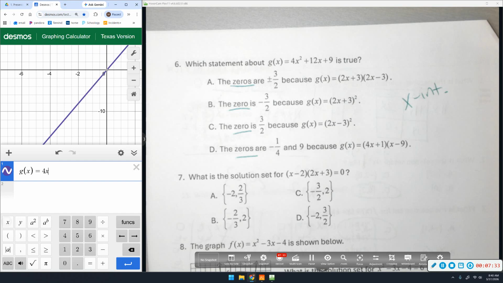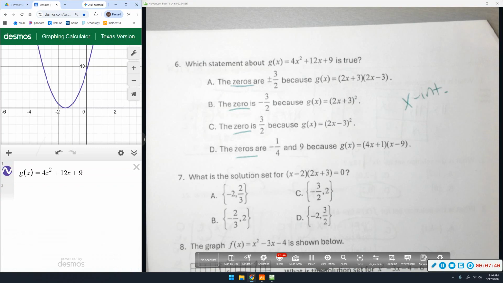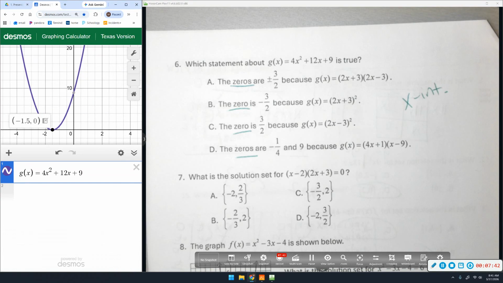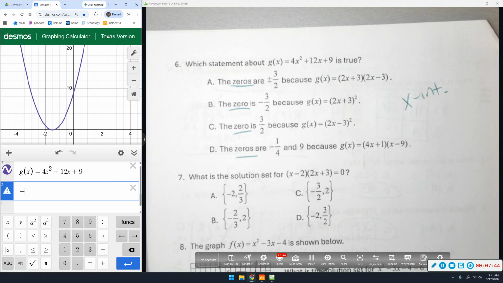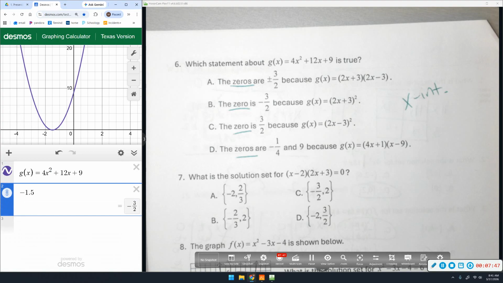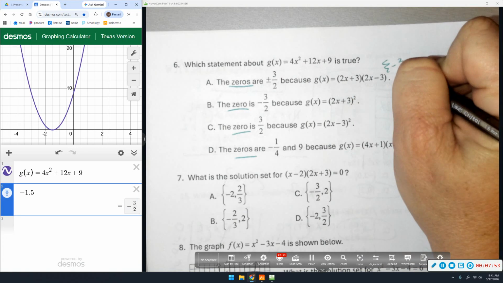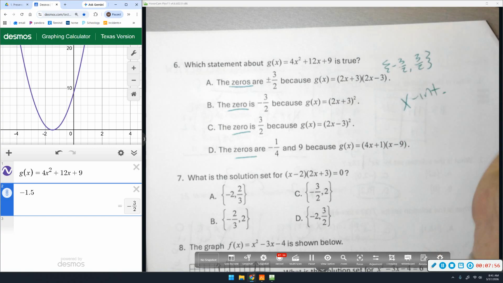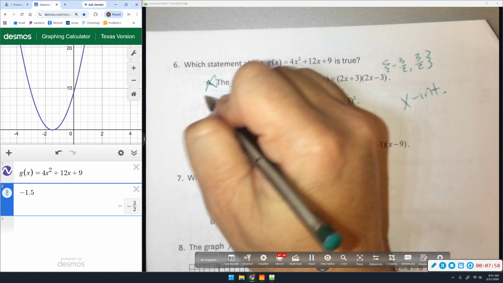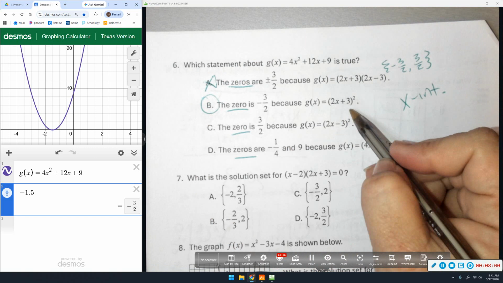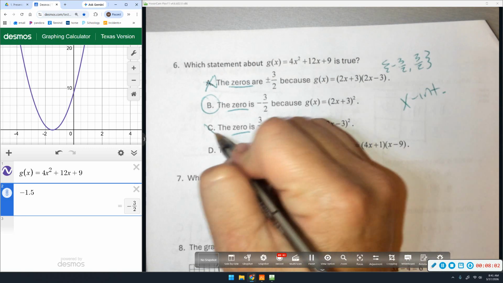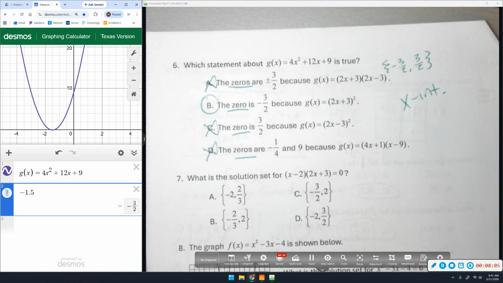4x squared plus 12x plus 9. And it wants to know my x-intercept. I only have one of them, and it's -1.5. If I turn that into a fraction, that's -3/2. And this means it has 2 answers, and that's saying -3/2, +3/2, which is not what happened here. There's my -3/2, and there was only one answer. Okay, +3/2 is not, and it wasn't those numbers either, so B is my answer.